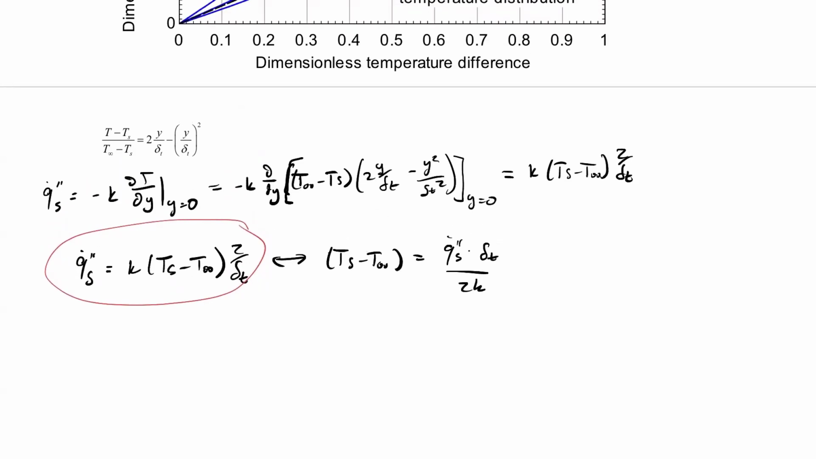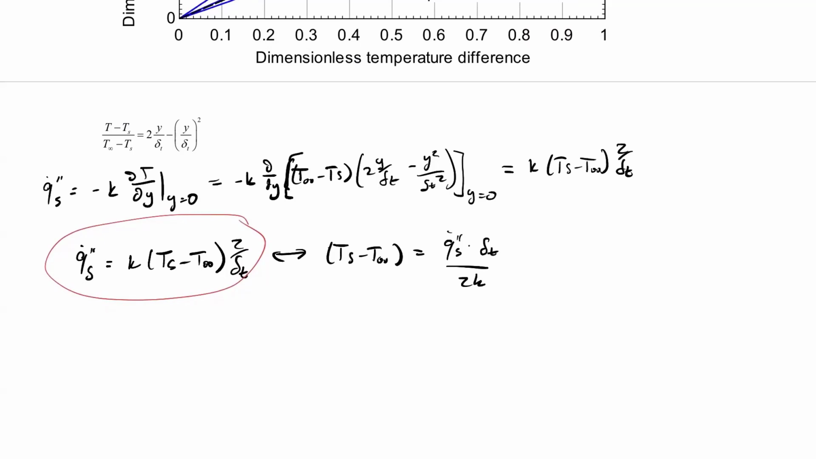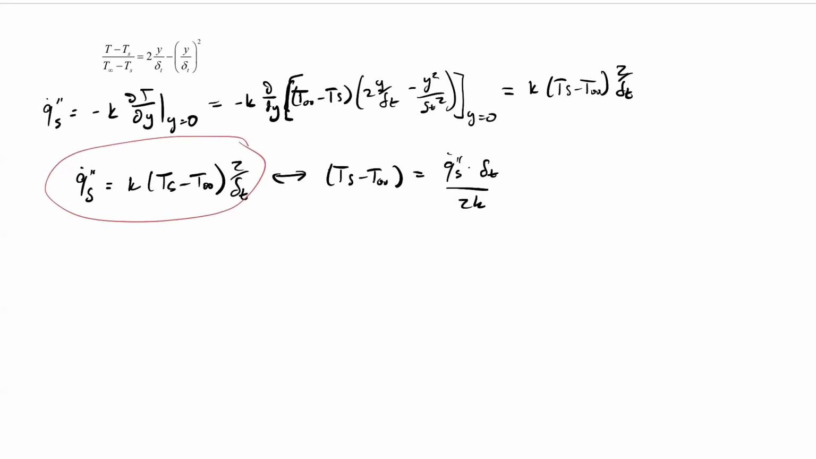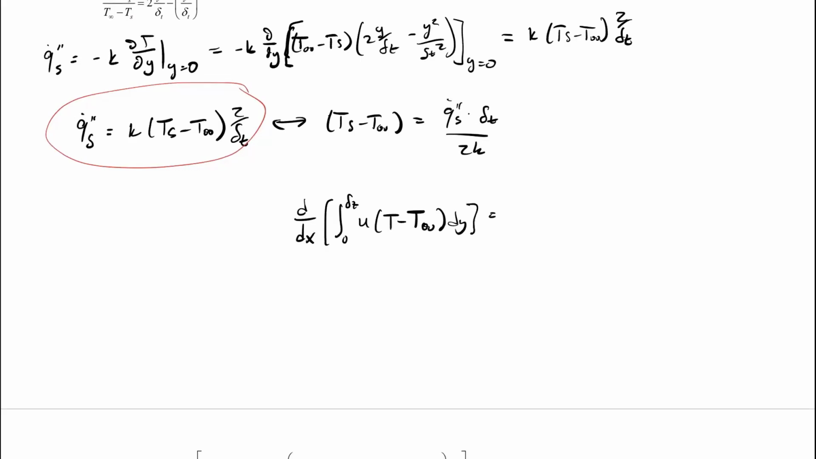Oh, I think I skipped a step here. No, we're okay. So let's go back. What we're going to do is take our differential equation. This is the next step. Our differential equation from the integral solution was this: d/dx of the integral from 0 to delta T of u times (T minus T infinity) dy, and that's all equal to q dot double prime S over rho times c. That's from our integral solution.